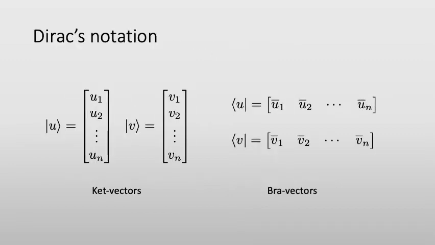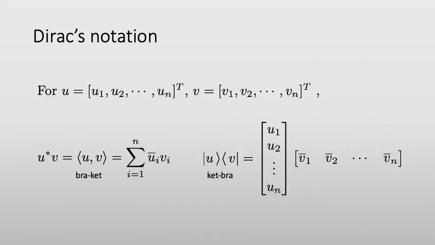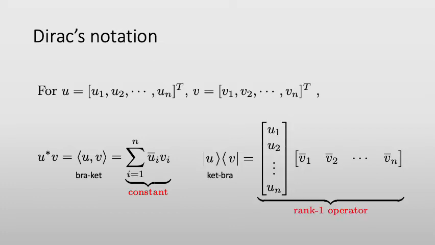We now introduce Dirac's notation. Using this notation, every column vector is called a ket vector, and its conjugate transpose is called a bra vector. For two vectors u and v in the n-dimensional complex vector space, their inner product is the product of the bra vector of u and the ket vector of v. Therefore, the product of bra and ket is a complex number. On the other hand, the ket-bra product of u and v is different. It is the rank 1 operator whose range is the one-dimensional space spanned by u.